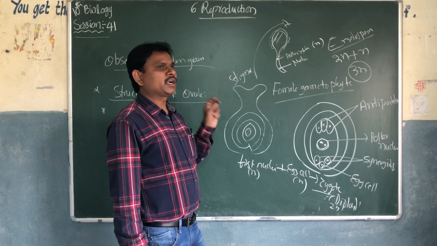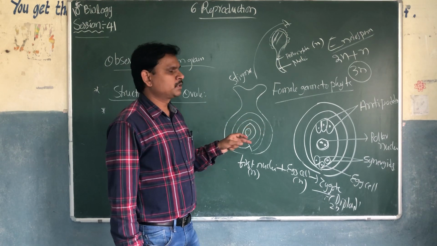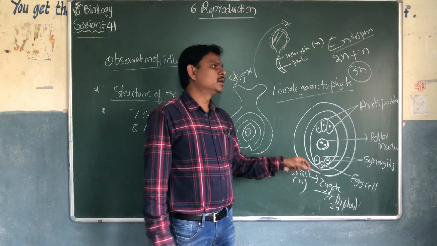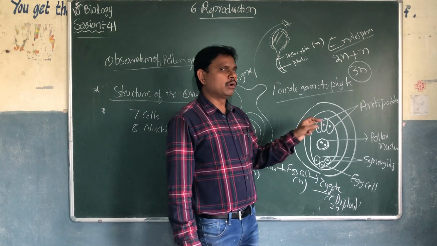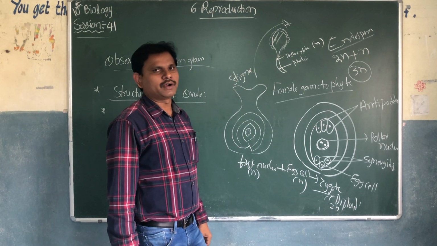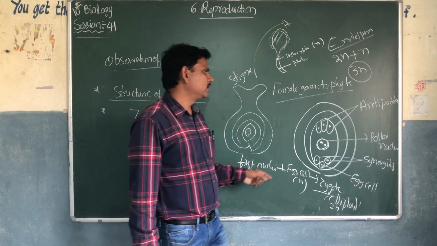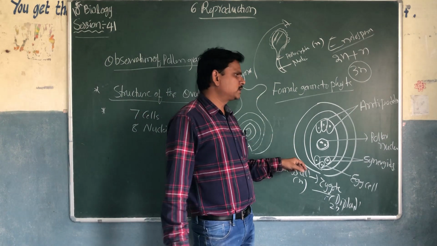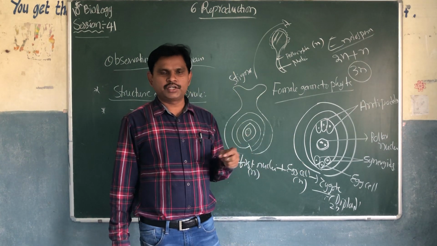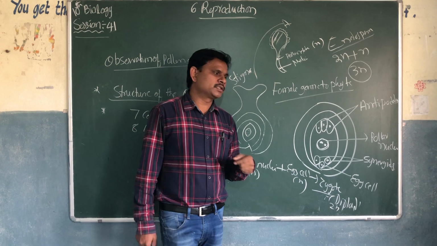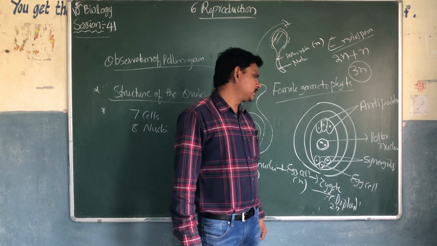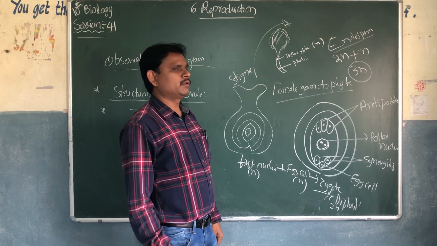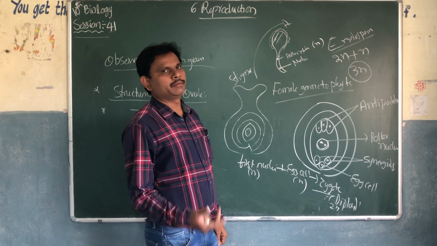So double fertilization takes place in this flower. First fertilization is the first nucleus with the egg cell, and the second is the second nucleus with the polar nuclei. It is called double fertilization. It already has 7 cells and 8 nuclei. After fertilization, when the fruit is developing, the antipodals and the synergids will disappear.